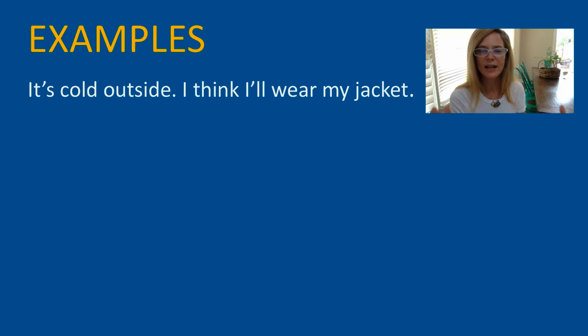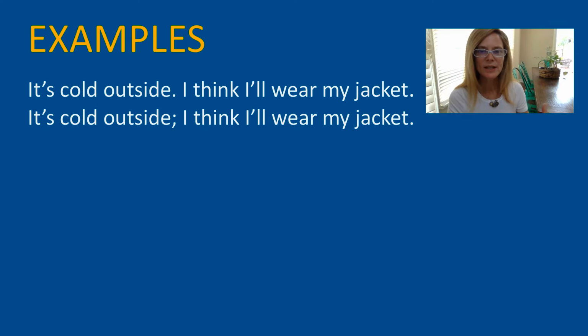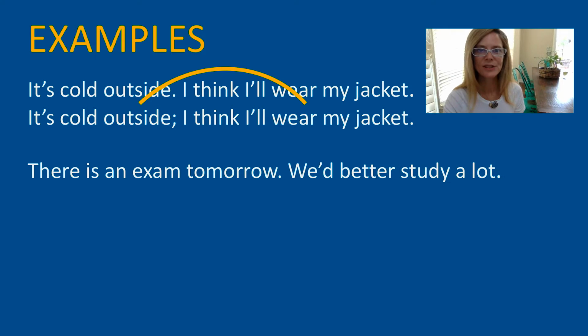Since it's cold outside, I'm going to wear my jacket. Those 2 things are definitely related, very closely related, in fact. So what we can do is we can remove the period from the first sentence, and we can replace it with a semicolon because those 2 sentences are so closely related. It's cold outside, semicolon, I think I'll wear my jacket. Let's take a look at another one.